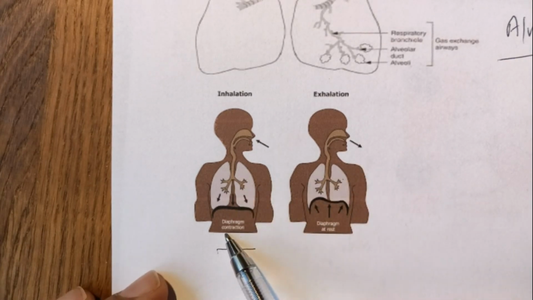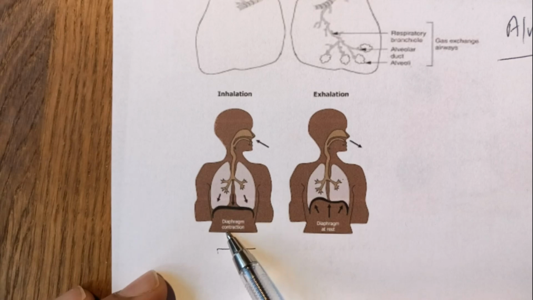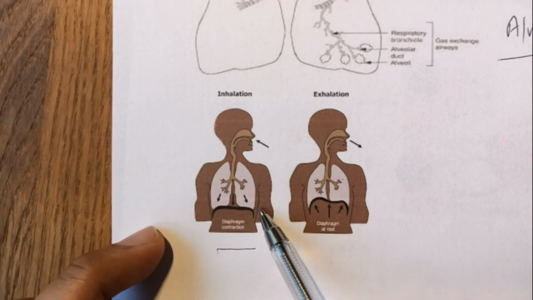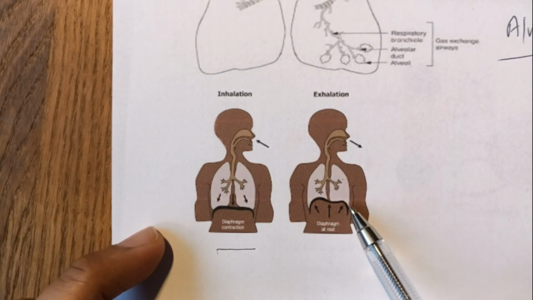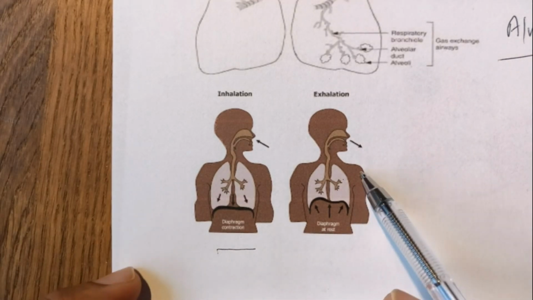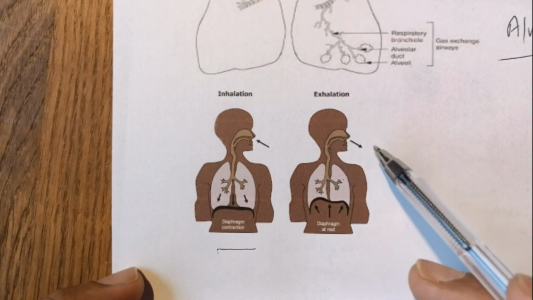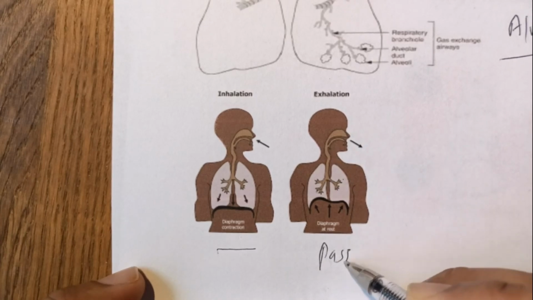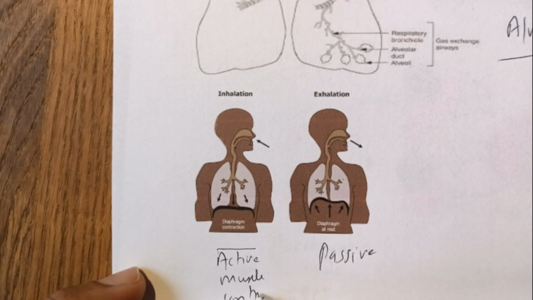So inspiration takes place with the contraction of the diaphragm as well as other muscles of the chest wall and neck, whereas exhalation or expiration takes place when the contraction stops. So it happens automatically. When the contraction stops, the chest wall and the lungs just recoil back, collapse back, and the air is pushed out. So it is passive. Exhalation is a passive process. Inhalation is an active muscle contraction. Okay, muscle contraction of the diaphragm.